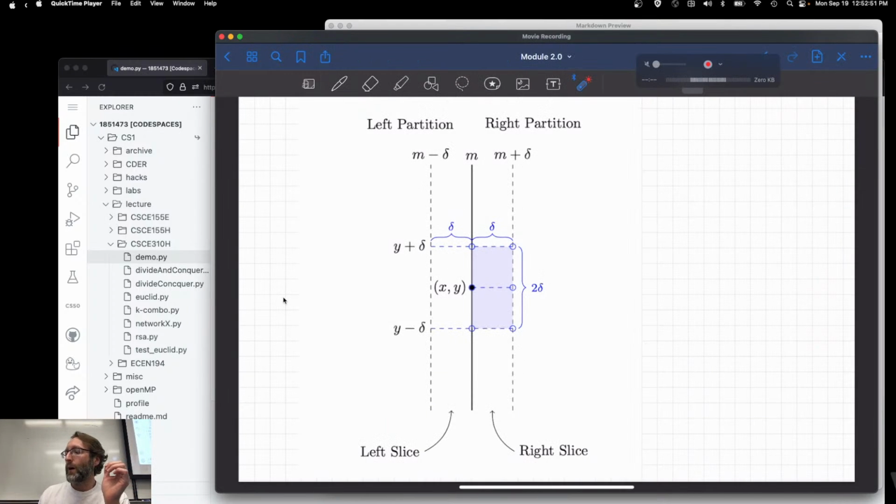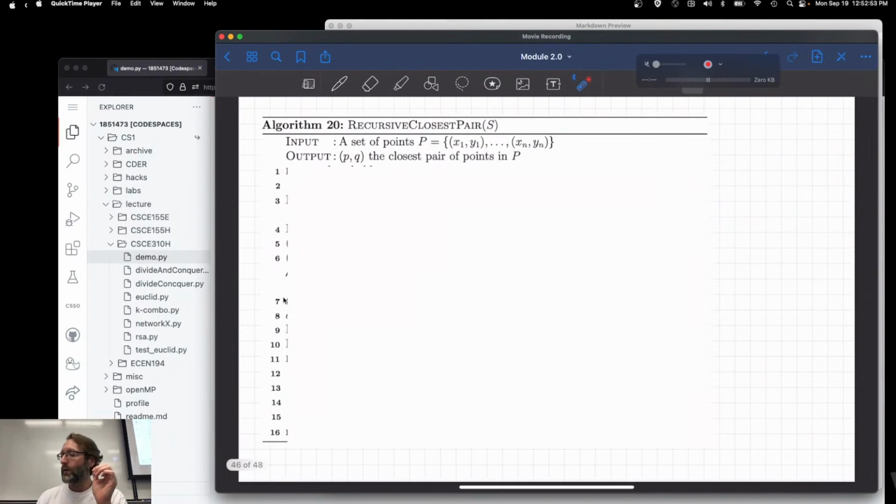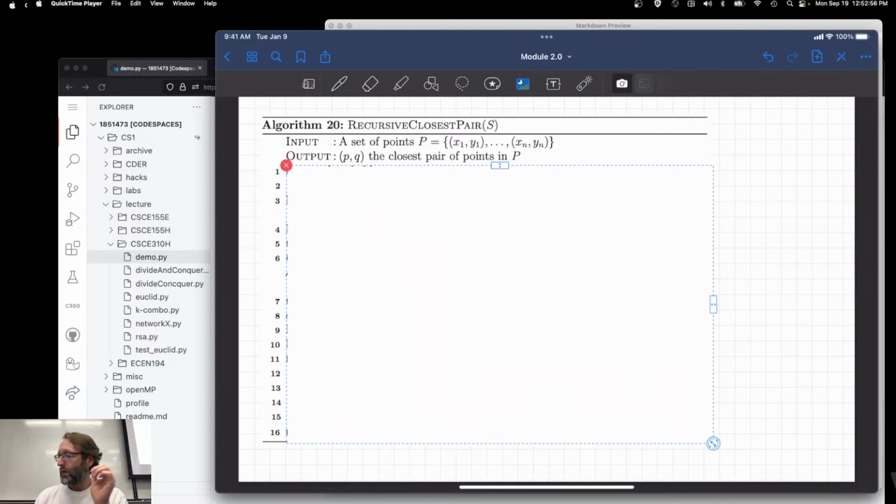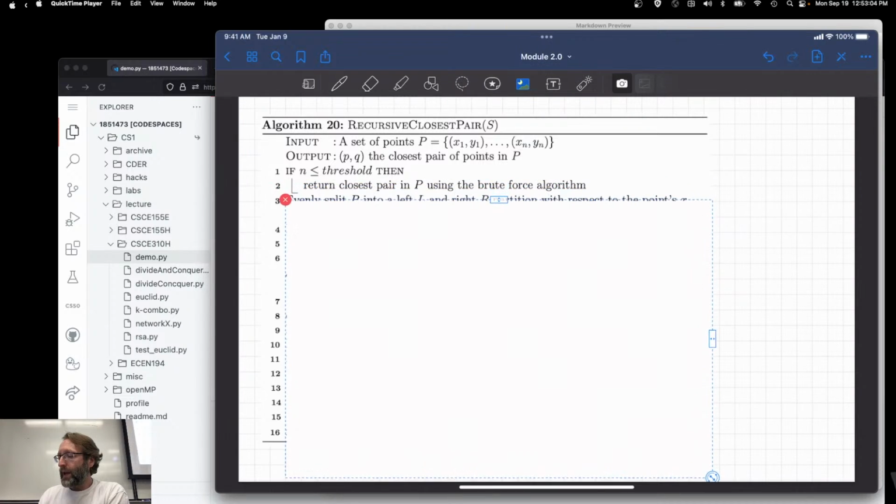First of all, let's walk through the actual pseudocode here. This is in the book. You don't have to copy it down or anything, but I copied it so that I could reveal it line by line. First of all, we take care of our base case. If n, the number of points, is less than our threshold, then return the closest pair p using a brute force algorithm. That's just for each pair, and you're done.